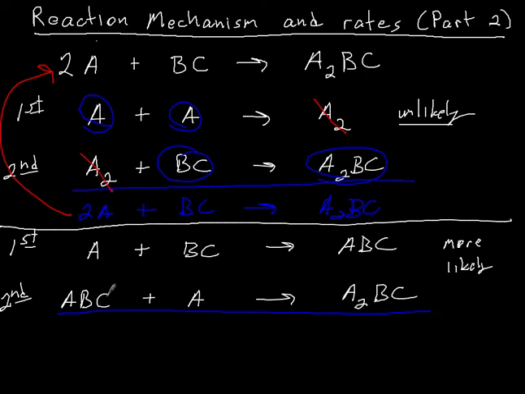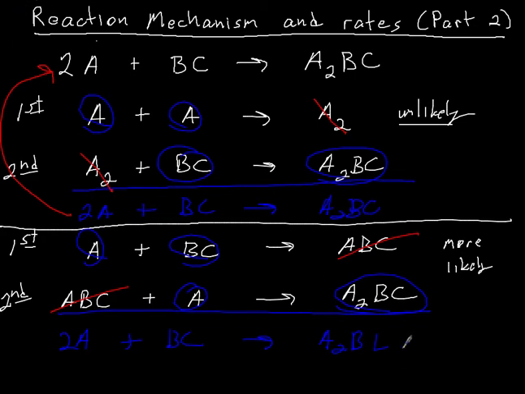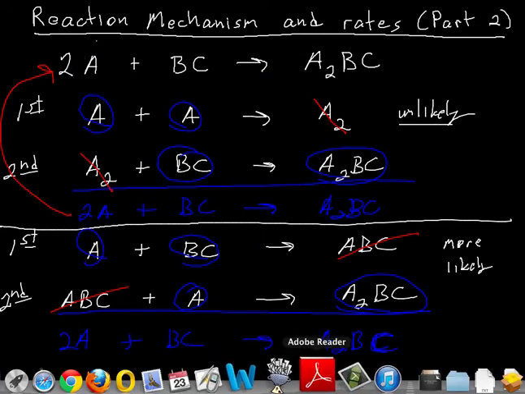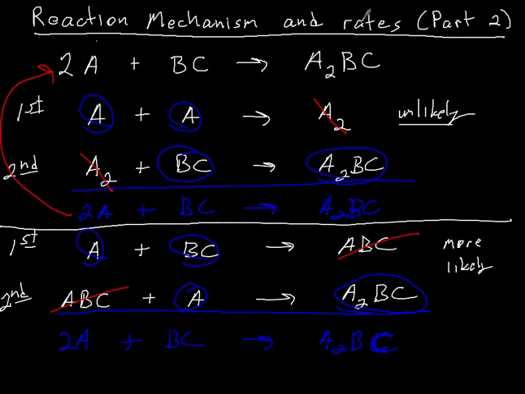So we have A and A, so there's our two A's and our BC. So 2 A's plus BC, and there's our A2BC, and the intermediate ABC cancels out. If your mechanism doesn't do that, then you have an invalid attempt at a mechanism. The steps have to sum to the overall reaction. Okay? So let's do another example.